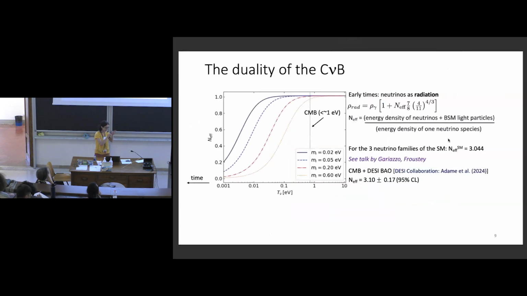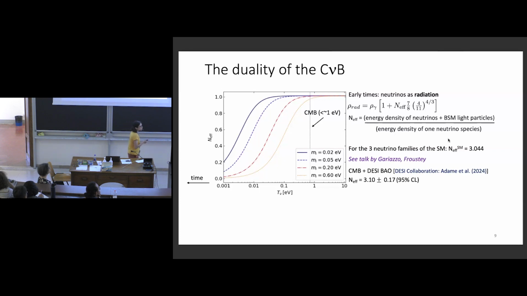Now, having this information, different probes at different scales and different epochs, is crucial for studying the cosmic neutrino background, because the cosmic neutrino background has a dual nature. It behaves as a radiation component in the early universe. So basically, this is the radiation density of the universe, and you can parameterize the contribution of neutrinos and other beyond the standard model light particles through this parameter N_eff.